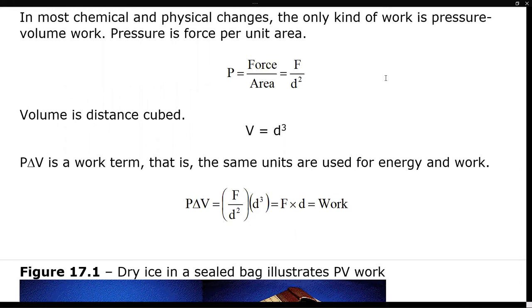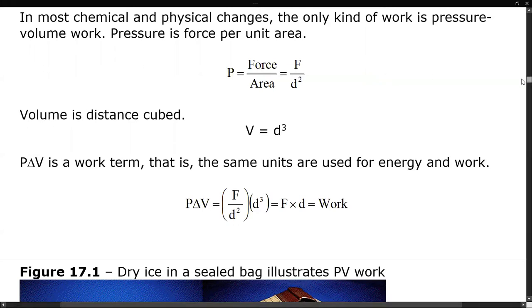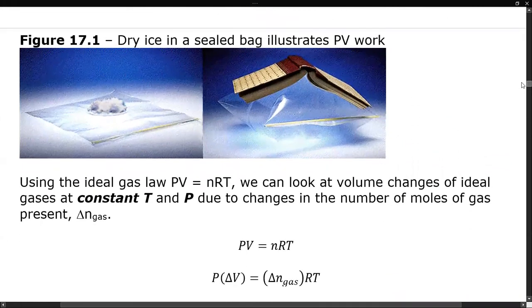So if work equals force times distance, we can get that from pressure volume because pressure times change in volume is equal to force divided by distance squared, and volume is distance cubed. All but one of those distances cancel in the mathematics. We find that force times distance equals work. If we take dry ice, put it in a sealed bag, we allow that to sublime. Since it's sealed in the bag, it can lift the book and therefore do work.